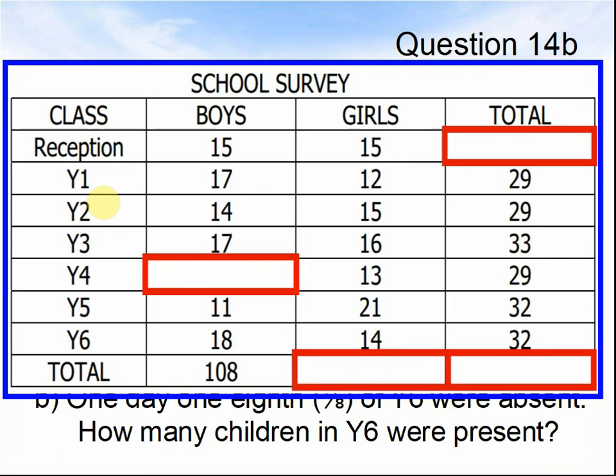14b. One day, 1/8 of the children in Year 6 were absent. How many children in Year 6 were present? So, one day, 1/8 of the children in Year 6 were absent. How many children in Year 6 were present? Pause the video until you are ready to see the next question. Here comes the next question.